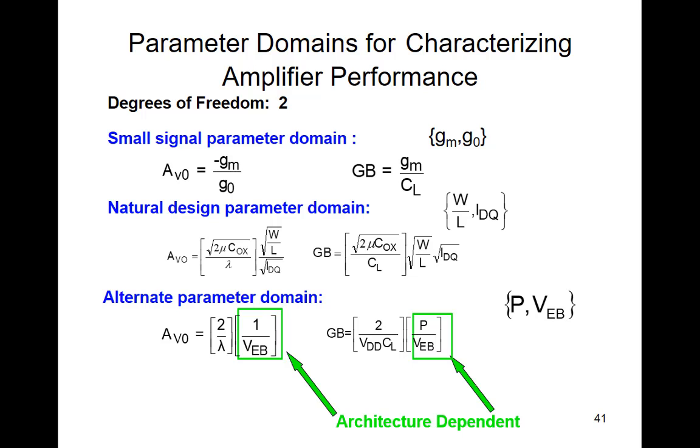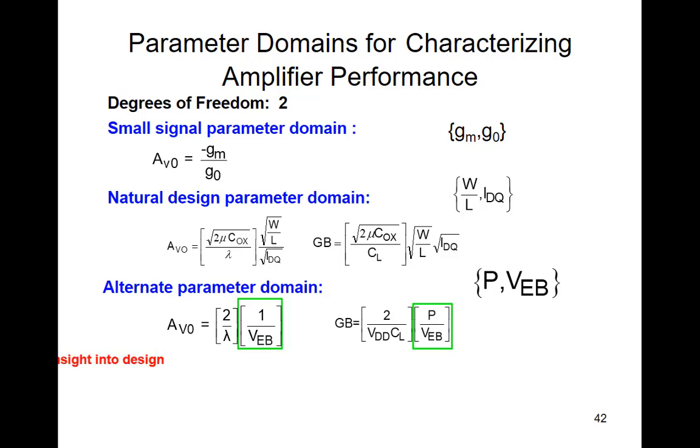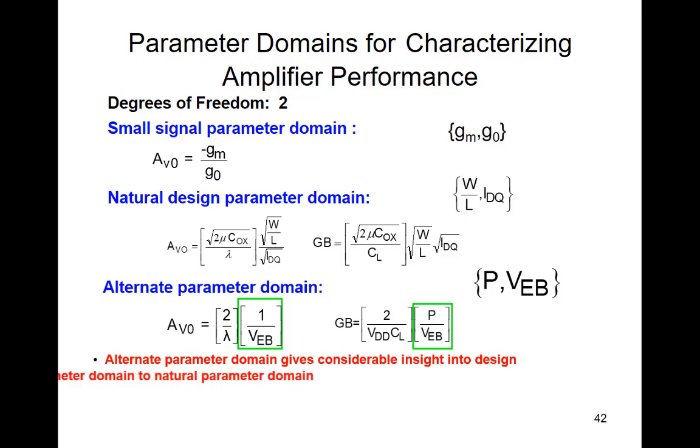This also gives some other insight into something that's really important. Power is a very valuable resource. If you want speed, which is associated with high gain bandwidth product, it's going to cost you power. If you want 10 times the speed for the same gain, 10 times the power. No free lunch here. Make sense? Power and speed, this very clearly shows the power-speed relationship. So this alternate parameter domain gives considerable insight into design.